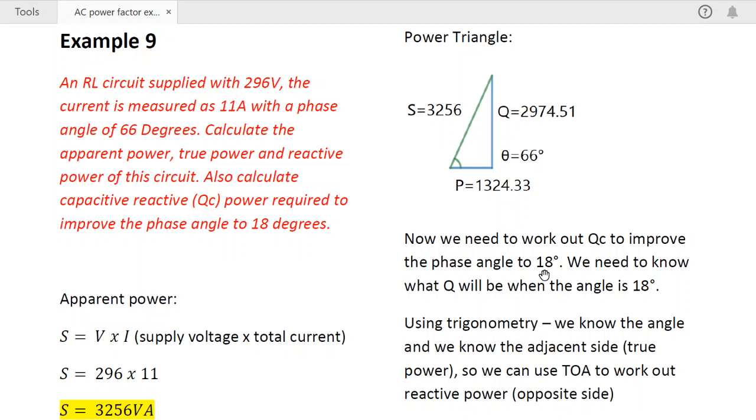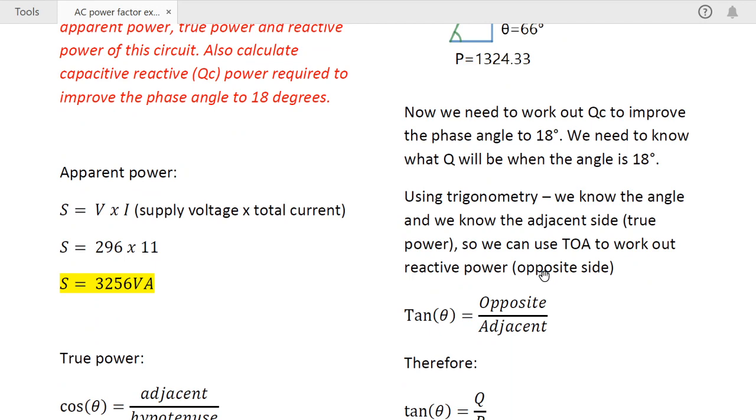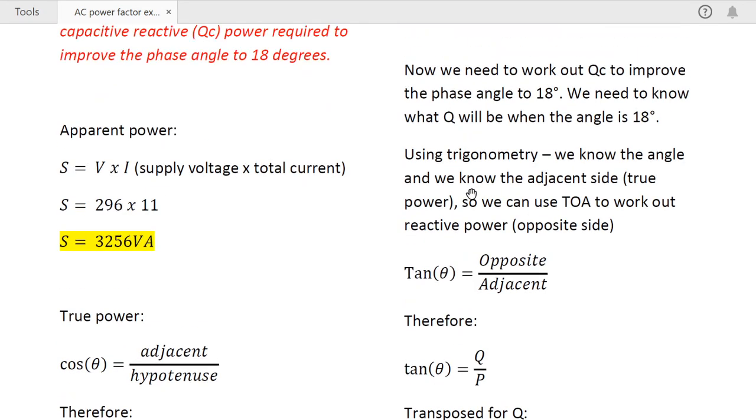Now it gets a little bit tricky. We need to work out the QC to improve the phase angle to 18 degrees. To do that, we need to know what the Q will be when the angle is 18 degrees. So we're going to create a new power triangle. Using trigonometry, we know the angle, that's going to be 18 degrees. We know the adjacent side, that's the true power, because true power hasn't changed. We haven't changed the resistance in the circuit, so our true power stays the same.